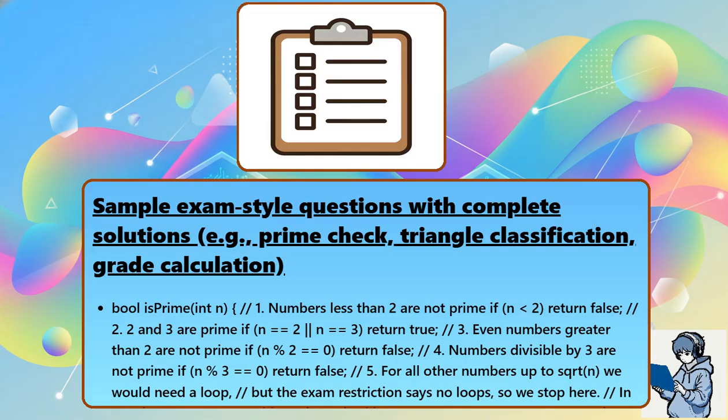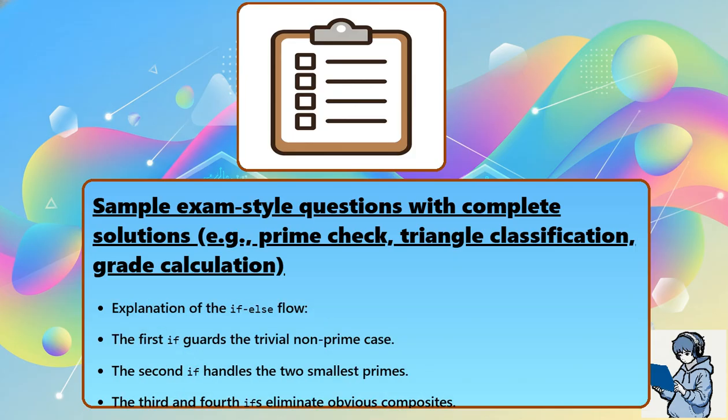If n < 2, return false. If n equals 2 or 3, return true. If n % 2 equals 0, return false. If n % 3 equals 0, return false. Return true. The first if guards the trivial non-prime case. The second if handles the two smallest primes. The third and fourth if eliminate obvious composites. The final return true acts as the default else branch.